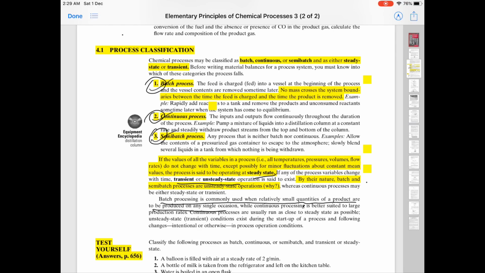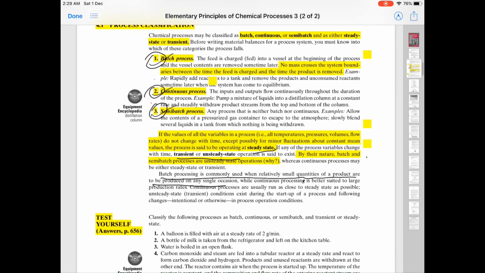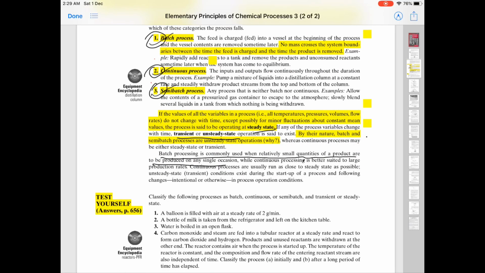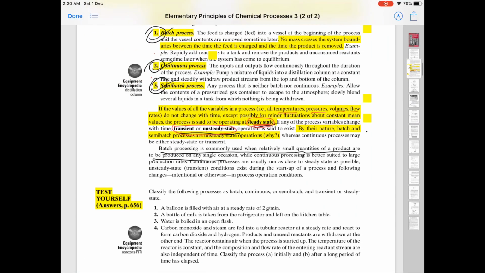Broadly speaking, in chemical engineering, the processes are divided into three categories: batch, continuous, and semi-batch. I would suggest you pause the video for some time and read the definition.